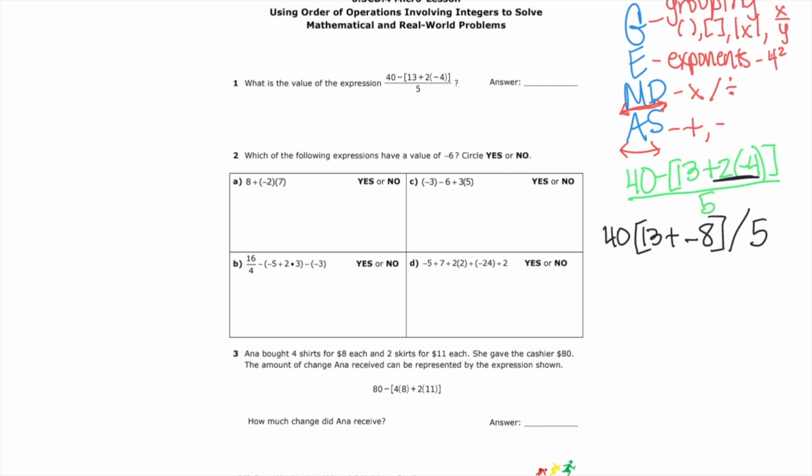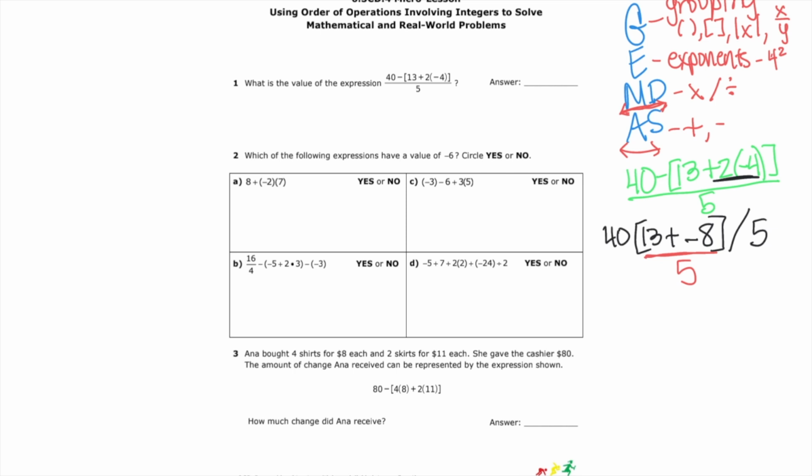Then I'm going to come over here and, let's look at this first: 13 plus a negative 8. Ask yourself, do I have more positives or more negatives? We have more positives, so we know our answer is going to be positive, but you're adding integers that have unlike signs, so that means that you subtract them. So 13 minus 8 is a positive 5.